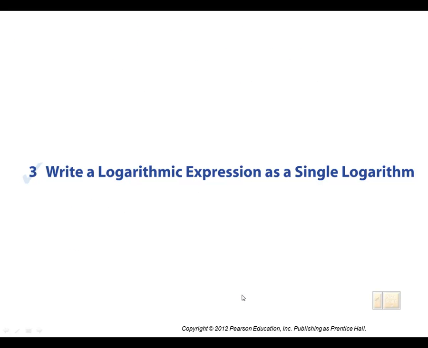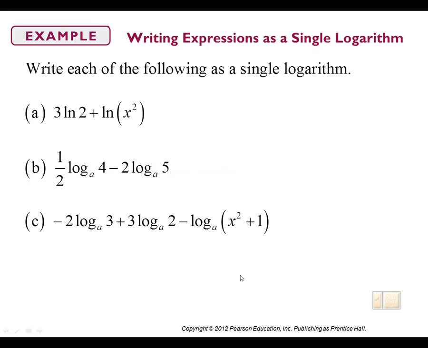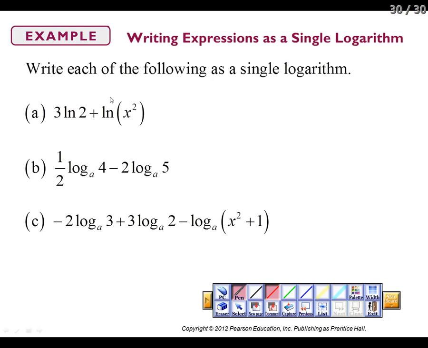Write a logarithmic expression as a single logarithm. So what we're going to do here is condense these. At this point, we're going to take the exponents first, the number times the logarithm, and we're going to move them up as exponents. And so in this case, this will become natural log 2 cubed plus natural log x squared. Now we can go ahead and change that 2 cubed to an 8. And so this would be natural log 8 plus natural log x squared.